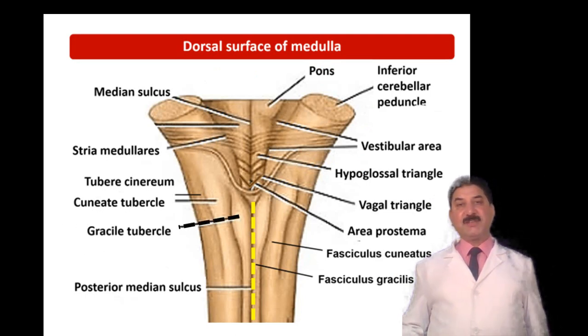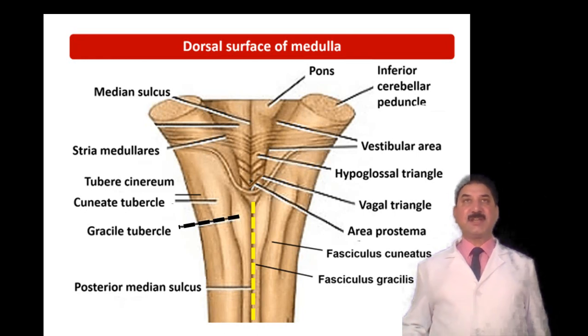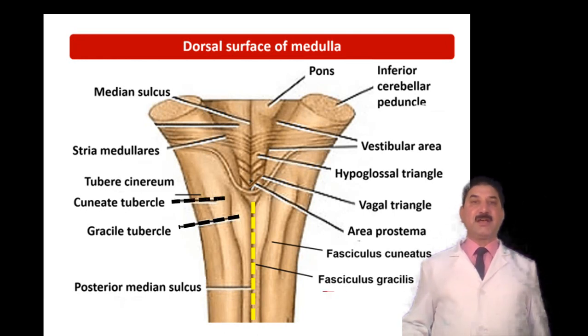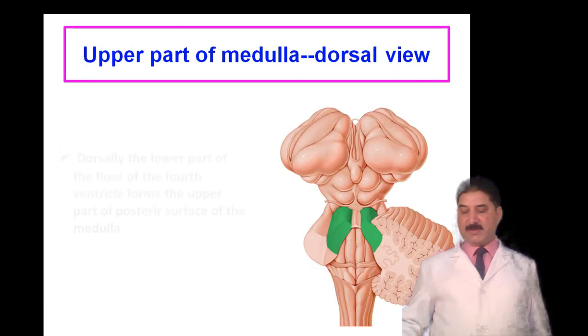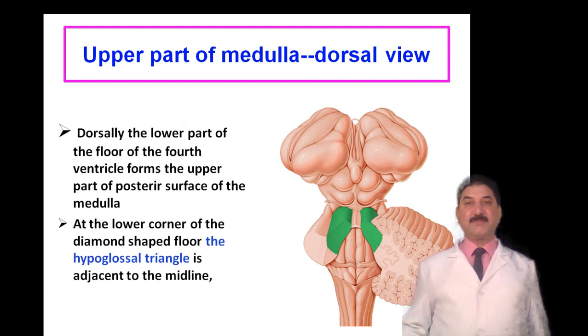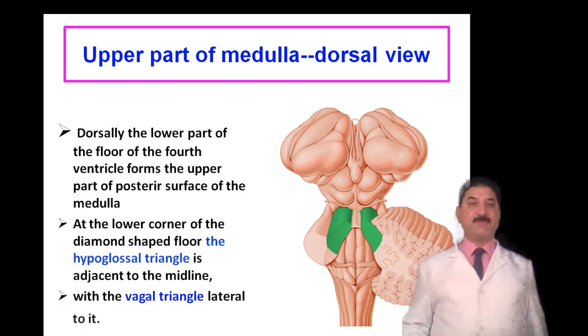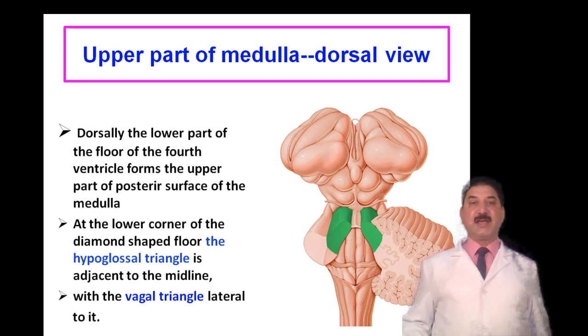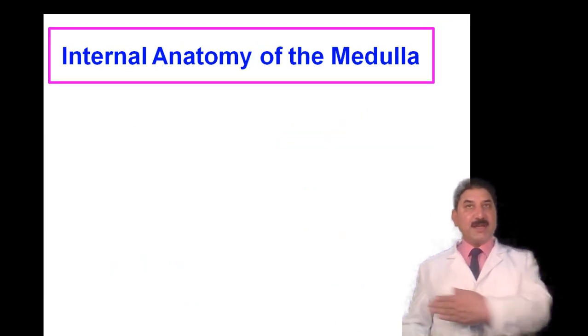So in the midline there is the posterior median sulcus. On either side of it there are the fasciculus gracilis and fasciculus cuneatus in the lower part of the medulla oblongata. In the upper part of the medulla oblongata on the posterior surface, we see the floor of the fourth ventricle. Dorsally, the lower part of the floor of the fourth ventricle forms the upper part of the posterior surface of the medulla oblongata. At the lower corner of the diamond-shaped floor, the hypoglossal and vagal triangles can be seen. The hypoglossal triangle is adjacent to the midline with the vagal triangle lateral to it.